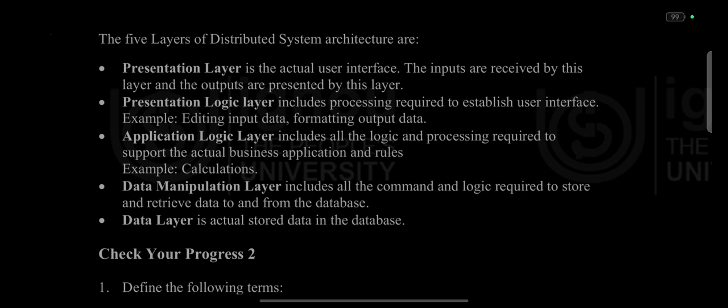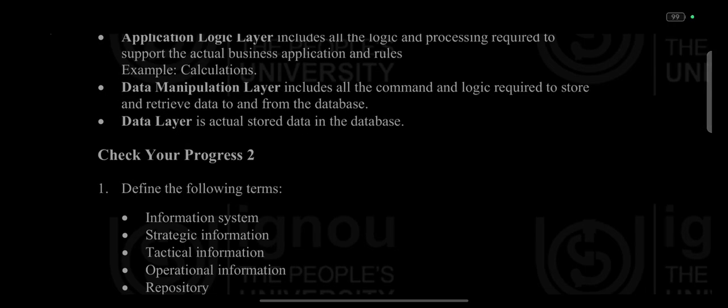The application logic layer includes all the logic and processing required to support the actual business application and rules. Example: calculations. The data manipulation layer includes all the commands and logic required to store and retrieve data to and from the database. The data layer is the actual stored data in the database.